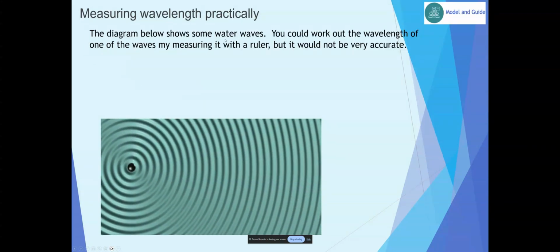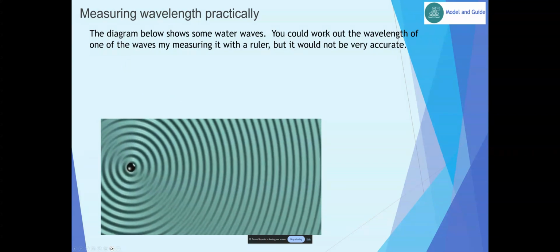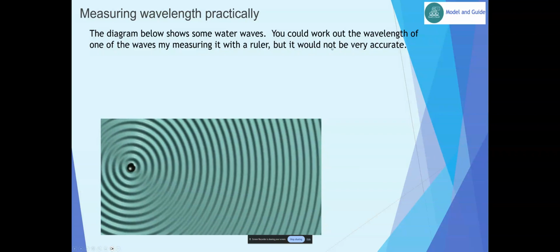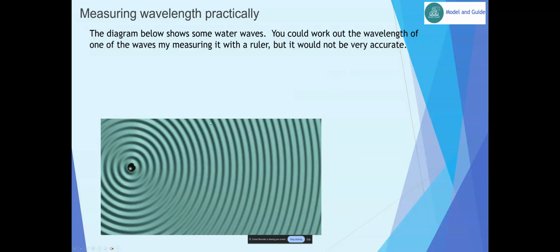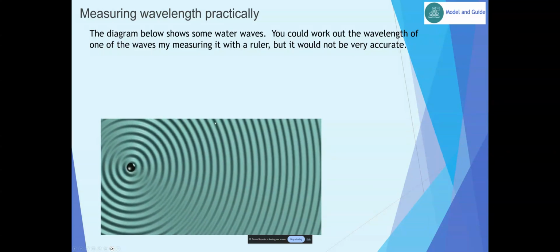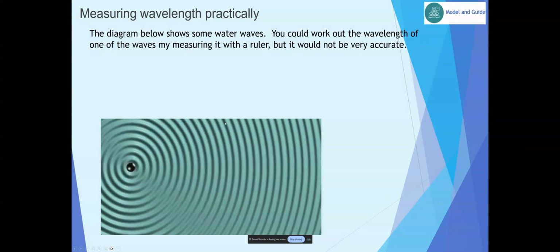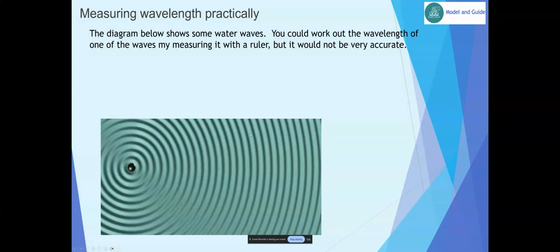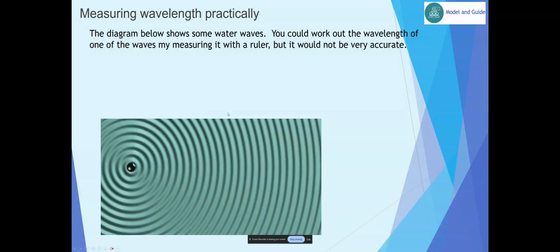The diagram below shows some water waves. You could work out the wavelength of one of the waves by measuring it with a ruler, but it would not be very accurate because it's very narrow. It's not very long. A wavelength would be from one dark area to the next dark area. Also it's moving, which makes it really hard to measure as well.